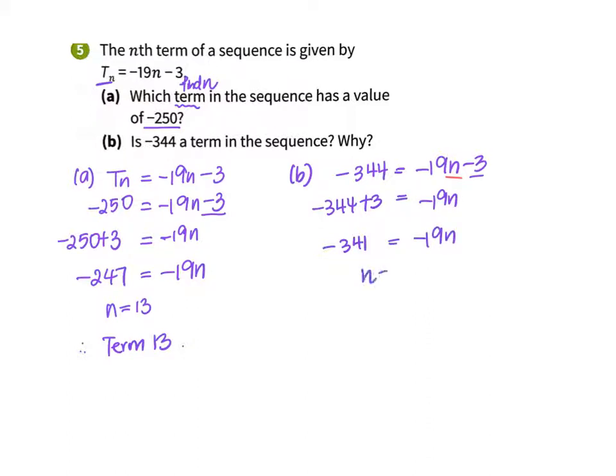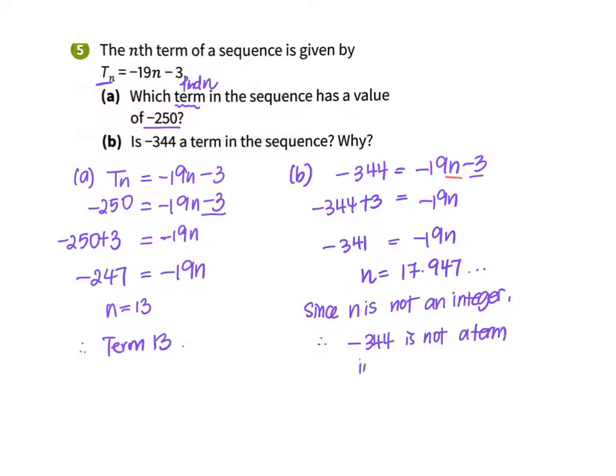And from here, what can we find n to be? We take negative 341 divided by negative 19. I got a number of 17.947 something. Can I have a term that is 17.94? Can I have the 17.94th term? No, right? So since n is not an integer, therefore negative 344 is not a term in this sequence.